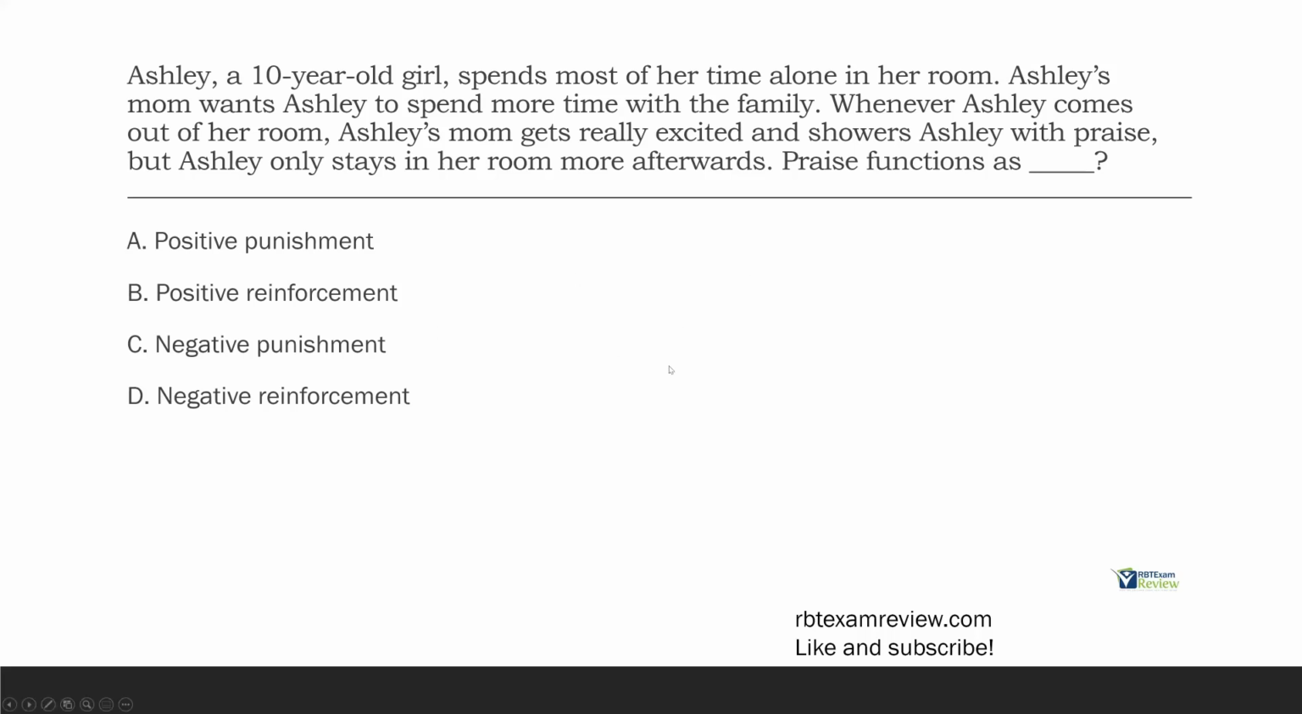So we have a lot of information here. The question wants to know about the praise. When does the praise occur? Well, if we see here, Ashley's mom showers Ashley with praise whenever Ashley comes out of her room. So some sort of consequence for Ashley coming out of her room. We know it's a consequence. What do we know about consequences? Well, in order to determine if it's punishment or reinforcement, we need to know how that consequence affected the behavior. If it increased it, it's going to be reinforcement. If it decreased it, it's going to be punishment.